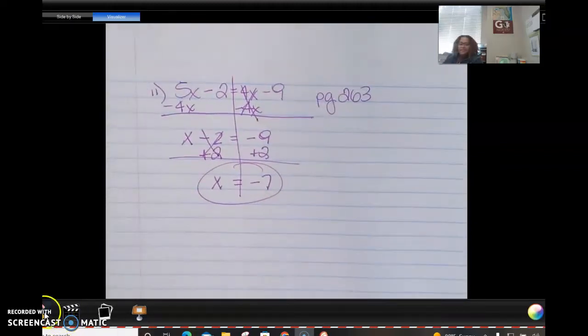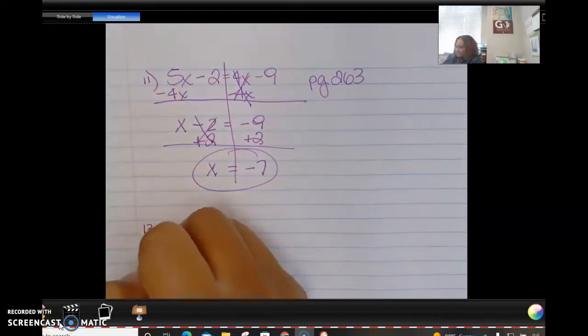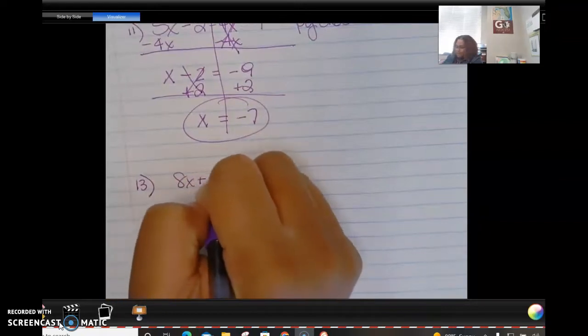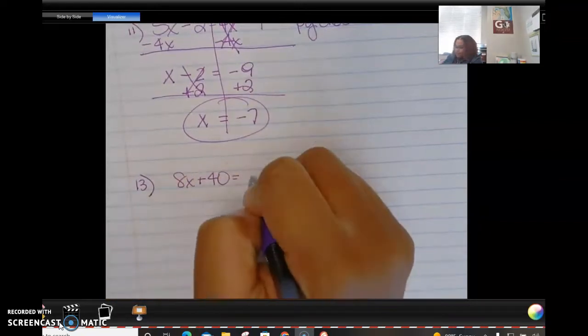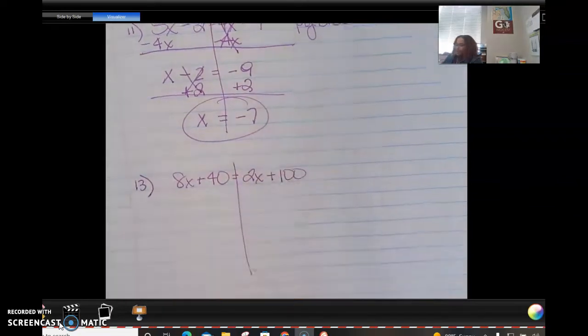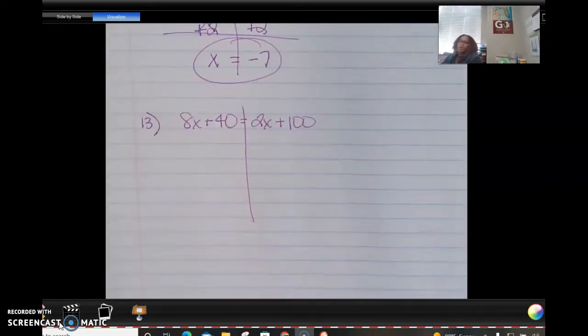All right. Let's find one that's similar. Oh, no. Let's do another one on your homework. Let's say 13. 8x plus 40 equals 2x plus 100. Who do you want to get rid of first, your variables or your constants? And on the left or on the right? All right, the variables. I would suggest the 2x.